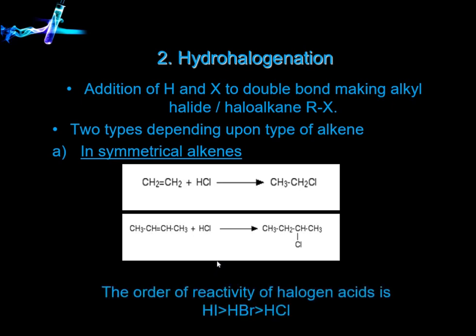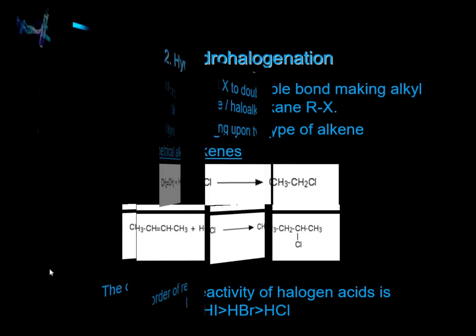The order of reactivity of various halogen acids that are reacting in this reaction is: hydrogen iodide will be reacting very fast, hydrogen bromide will react at a moderate rate, and HCl will be reacting at a very slow speed. So hydrogen iodide will be most reactive in this case. This was the case when we were having a symmetrical alkene.